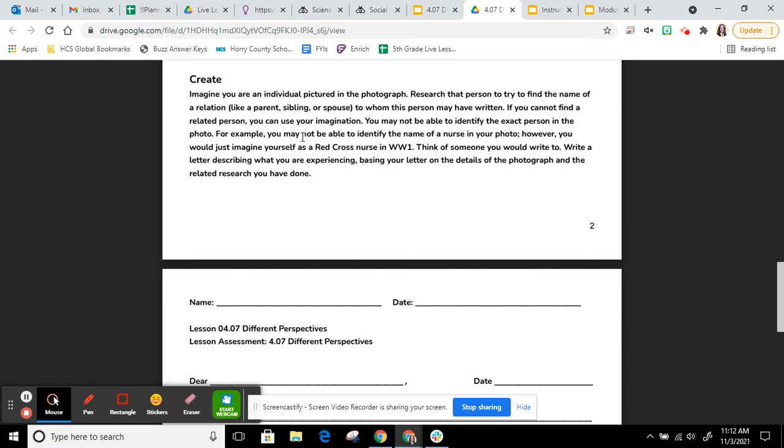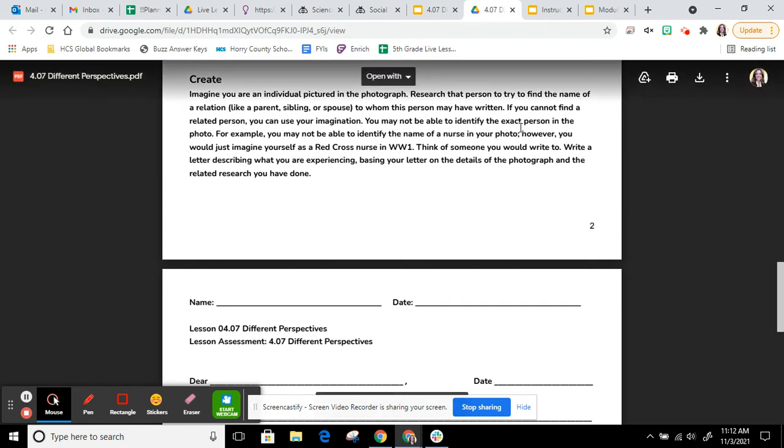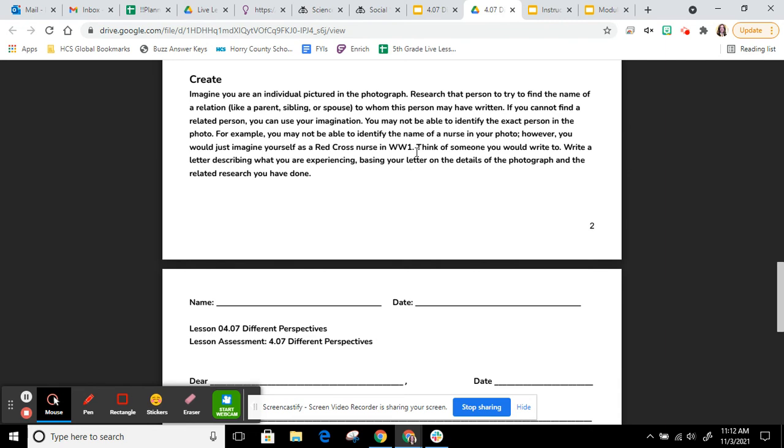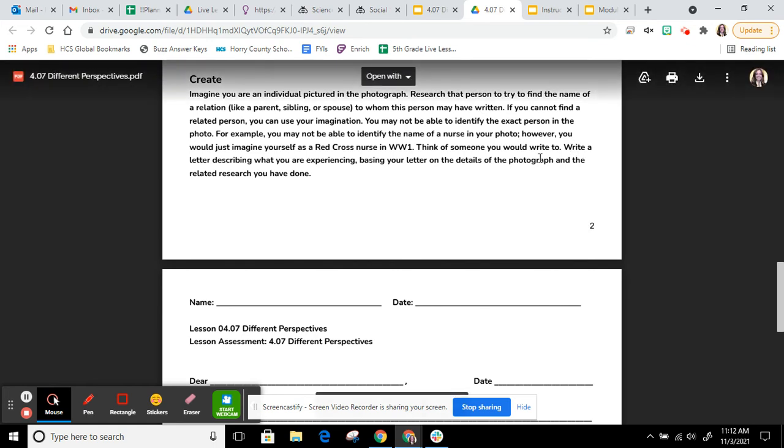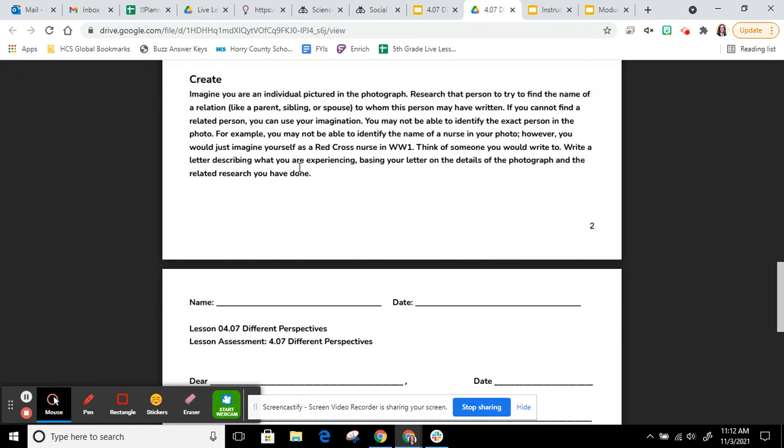So it says, for example, you may not be able to identify the name of a nurse in your photo. However, you would just imagine yourself as a Red Cross nurse in World War I. Think about someone you would write to. Well, if I was a Red Cross nurse in World War I, I might write to my parents or a sibling. Write a letter, and so this is the important part. Write a letter describing what you are experiencing, basing your letter on the details of the photographs and the related research that you've done.